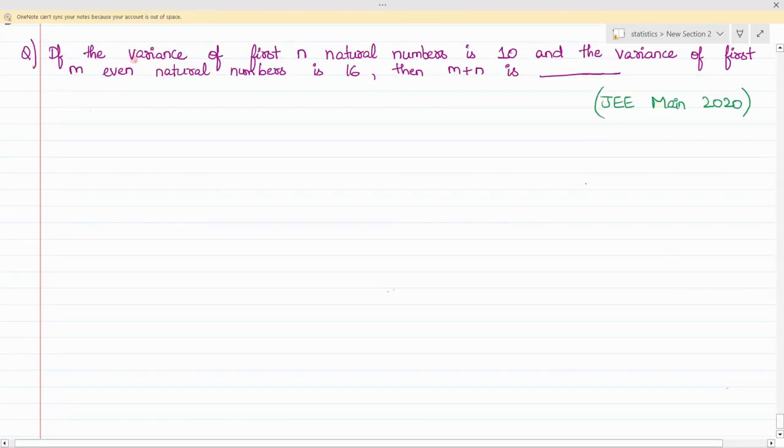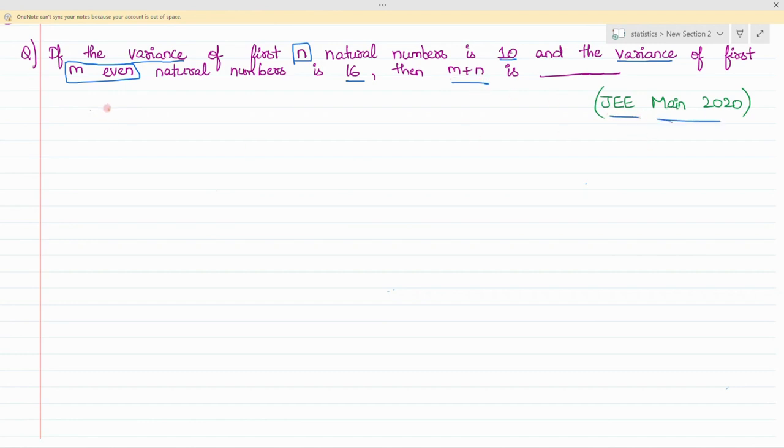In this question, if the variance of first n natural numbers is 10 and the variance of first m even natural numbers is 16, we need to find the value of m plus n, and this question came in JEE Main 2020. So assume first n natural numbers are 1, 2, 3, and so on till n, and total number of observations for this first sequence is n. The variance is given: the variance of first n natural numbers, for the first sequence, is 10.